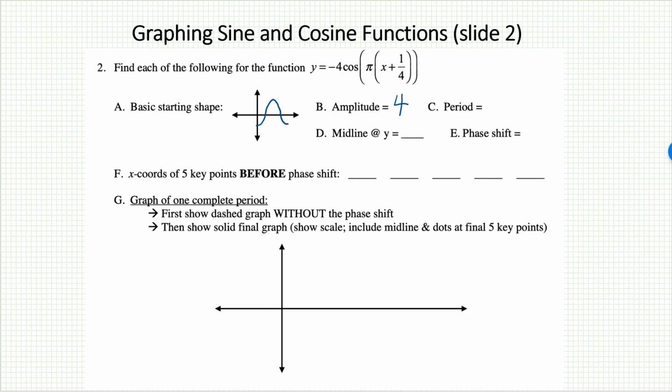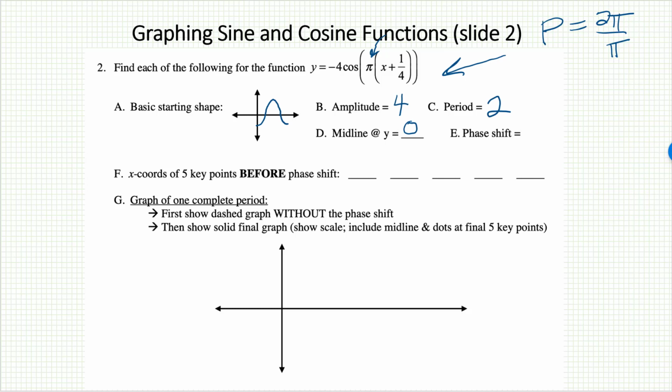Period, let's see, here's the B right here. B is the number multiplying by the x. It is multiplying the x just on the outside of the parentheses. So my period would be 2 pi divided by that B number, and that's going to simplify to be just 2. So my period is 2. The midline, I don't have a plus d sitting here at the end. That just means there is no vertical shift, so the midline is where we always expect it to be, right along the x-axis, right at y equals 0.